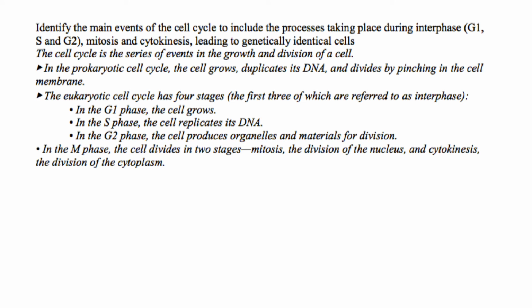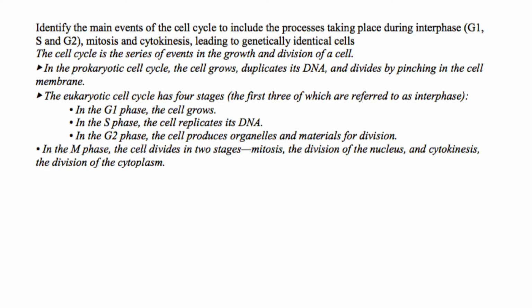Right. Now we come to the cell cycle. So what is the cell cycle? The cell cycle includes the processes that take place during the cell growth, followed by the cell division. Now, asexual reproduction, which I mentioned to you earlier, remember? A-S-E-X-U-A-L, asexual reproduction is the type of reproduction that leads to genetically identical cells.